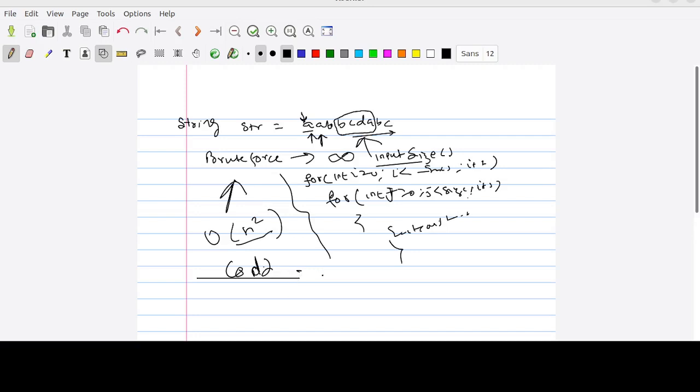How can we solve this? Maybe we have some kind of O of n by 2, I mean, O of n solution for this problem, right?